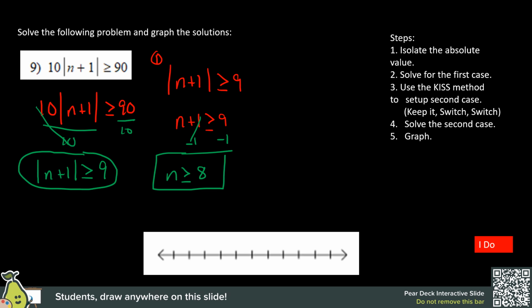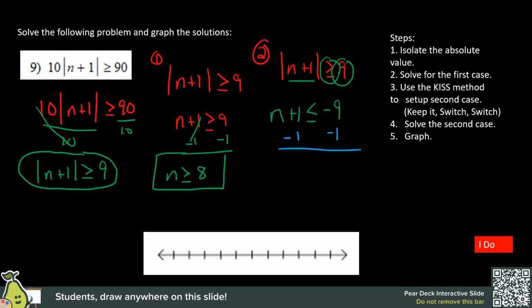For our next case, we'll take the same isolated absolute value, the absolute value of n plus 1 is greater than or equal to 9, but we need to apply the KISS method, so we keep what's inside the absolute value, which is n plus 1. We switch the inequality, which is now less than or equal to, and we switch this 9 to a negative 9. We then want to subtract 1 from both sides, and we get that n is less than or equal to negative 10.